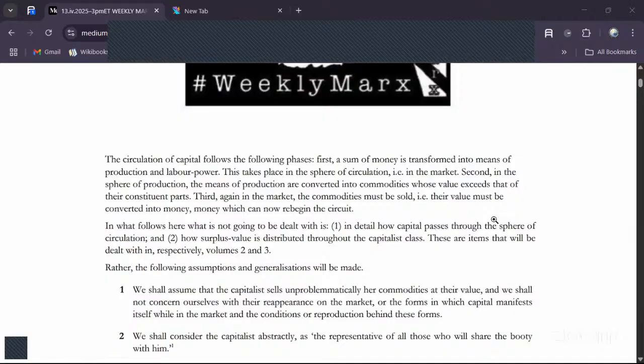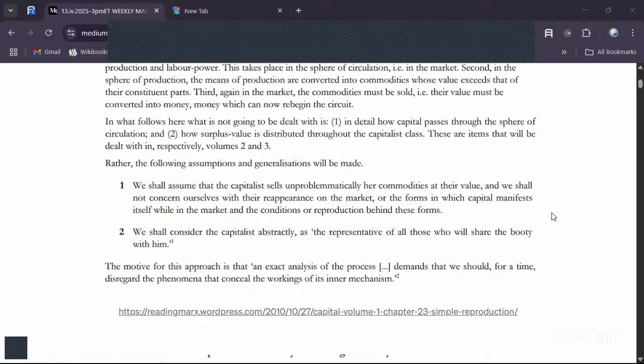In what follows here, this is the description of Ed George's notes. What is not going to be dealt with is, number one, in detail, how capital passes through the sphere of circulation, and number two, how surplus value is distributed throughout the capitalist class. These are items that will be dealt with respectively in volumes 2 and 3. Rather, the following assumptions and generalizations will be made. We shall assume that the capitalist sells unproblematically her commodities at their value, and we shall not concern ourselves with their reappearance on the market, or the forms in which capital manifests itself while in the market and the conditions of reproduction behind these forms.